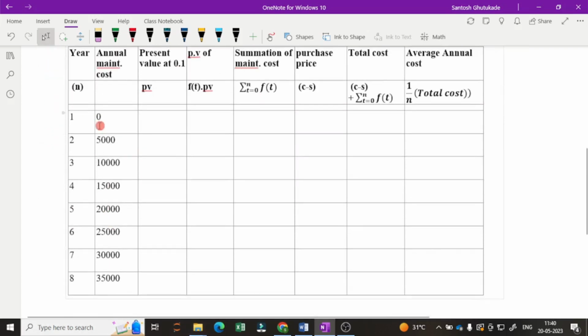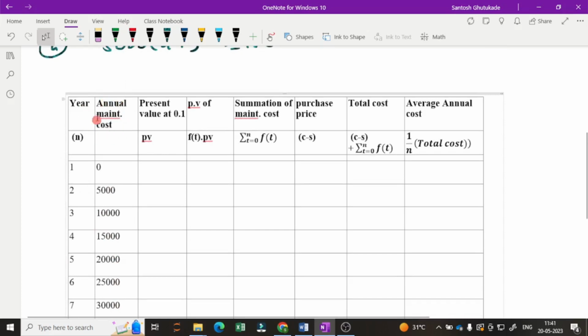Here I have written this cost. For the first year 0, then second 5,000, then 10,000, 15,000, 20,000, 25,000, 30,000 and 35,000. I have taken up to the 8th year. So this is the average annual maintenance cost.